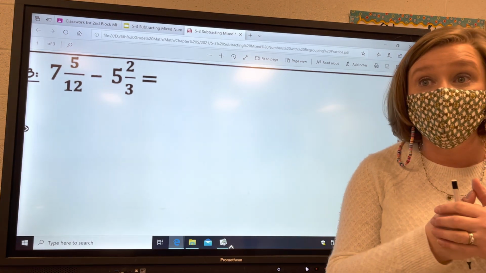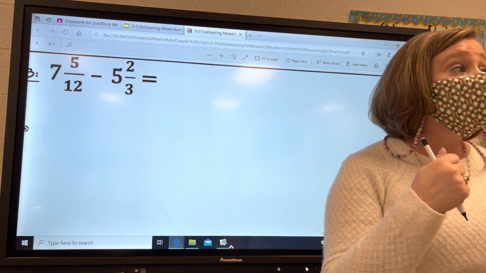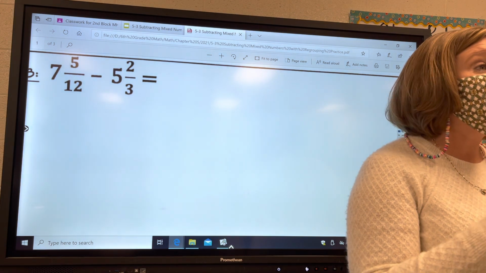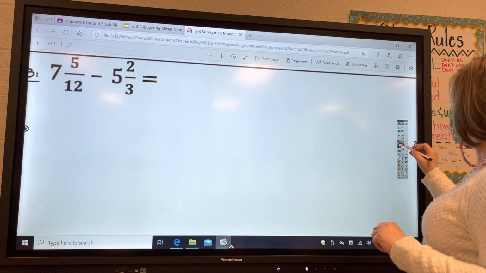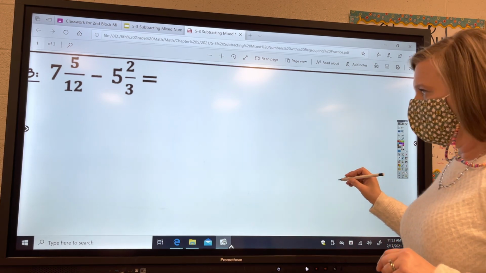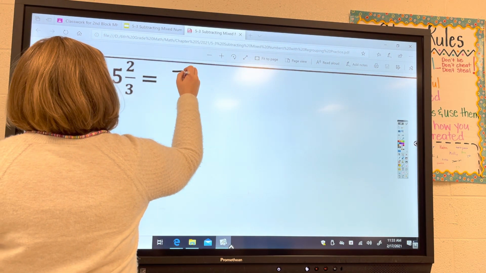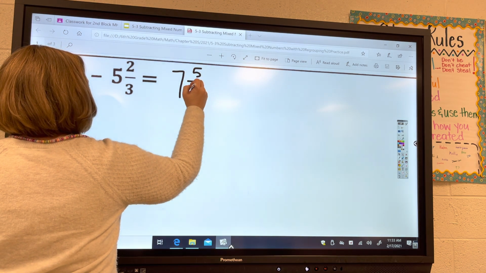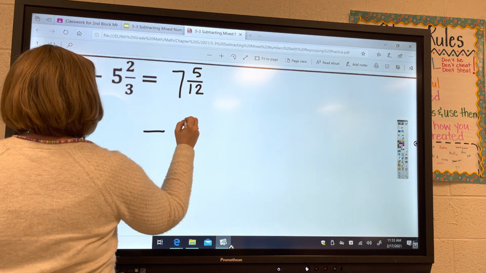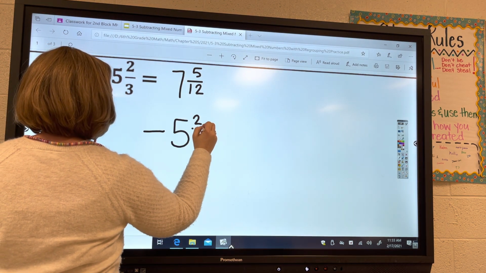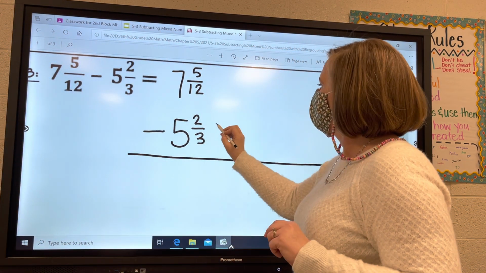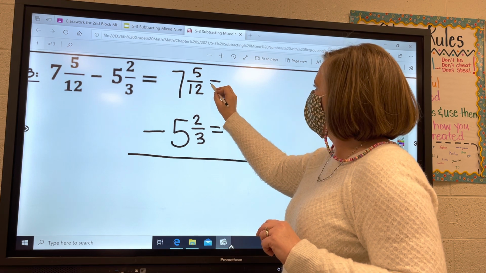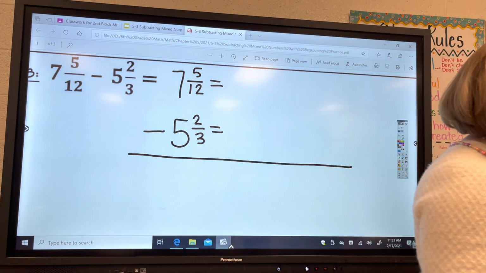All right, listen to me for a second. Practice makes permanent, okay? The more we practice this, the easier it will get. So, let's rewrite this one. 7 5/12 minus 5 2/3. Find a common denominator.